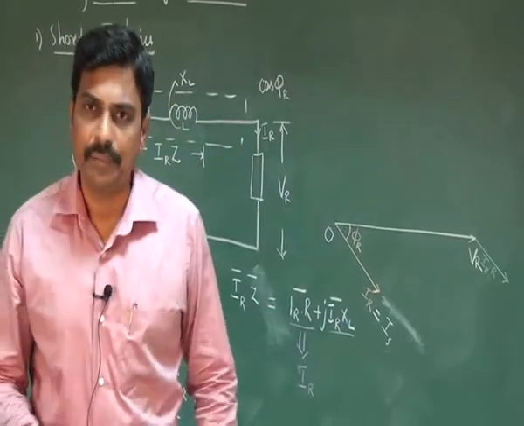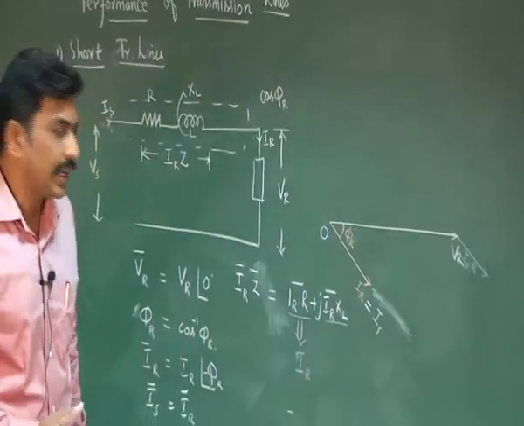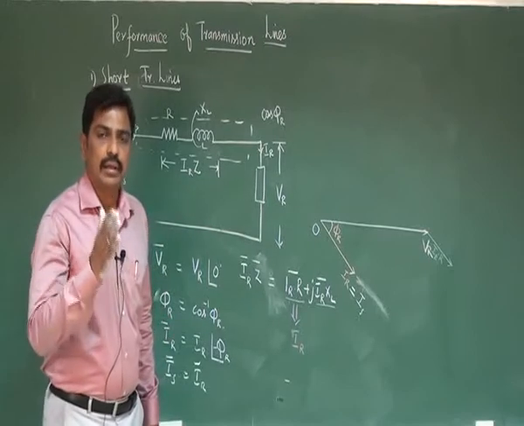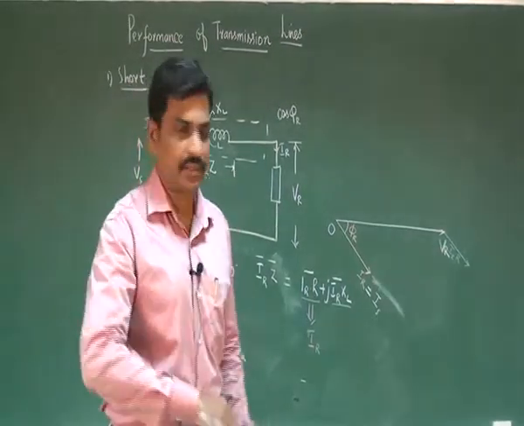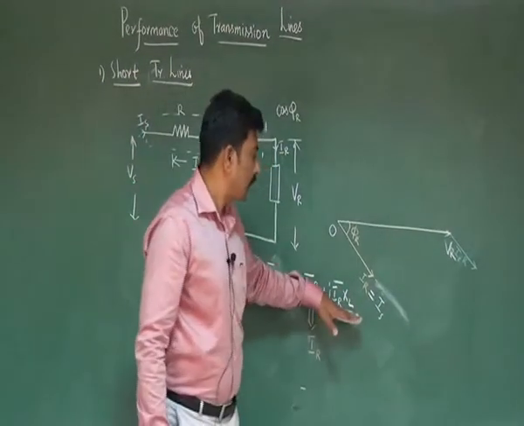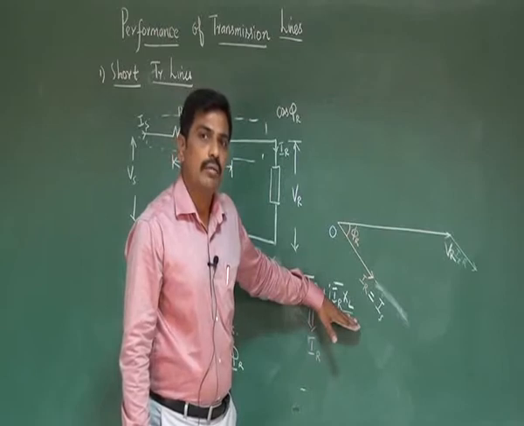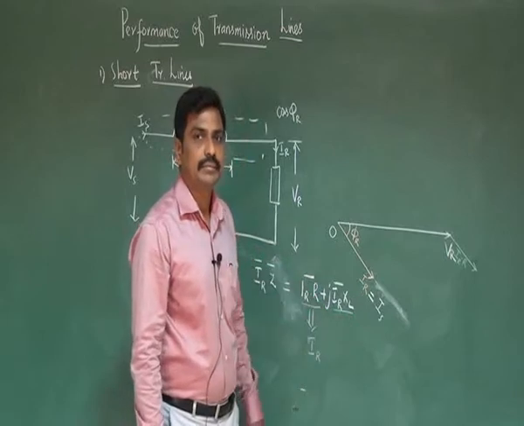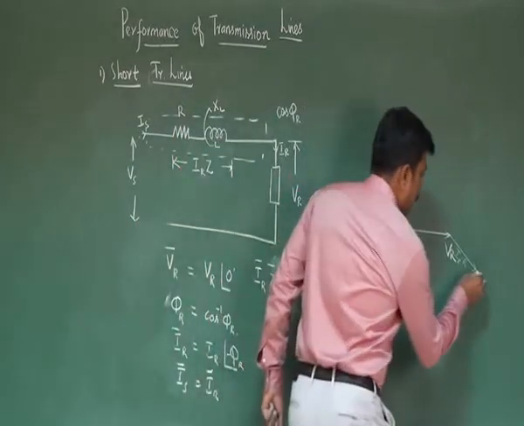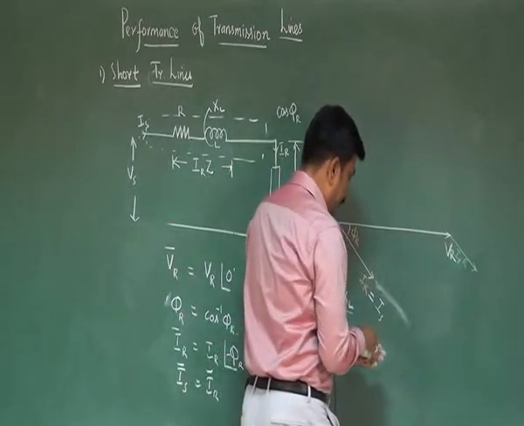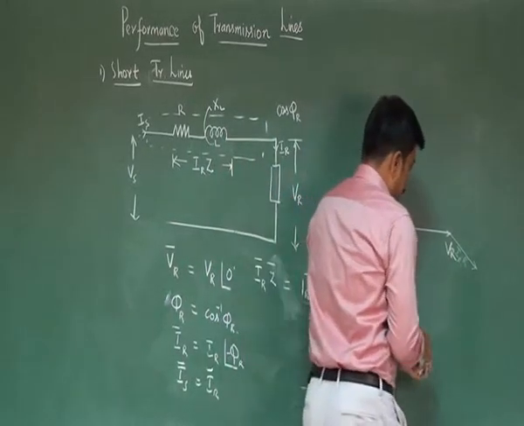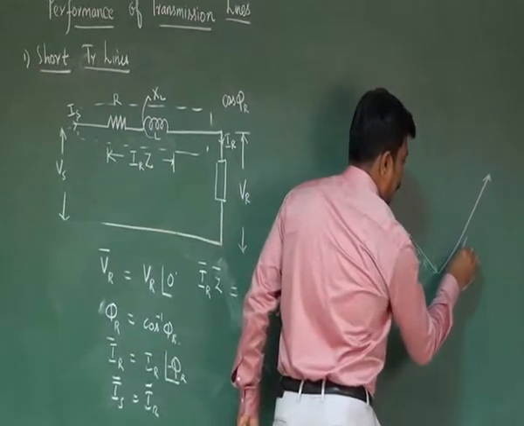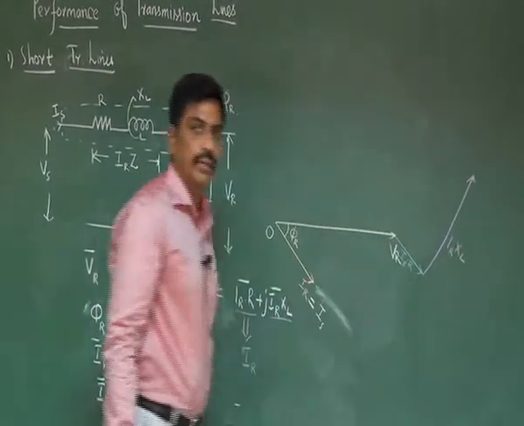After plotting this resistive drop vector, we need to plot the vector for the inductive drop. Inductance always has a property: the current flowing through the inductance always lags the voltage by an angle of 90 degrees, or in other words, the voltage drop across the inductance always leads the current by an angle of 90 degrees. Keeping that in mind, we can plot the inductive voltage drop like this. This vector is for IR XL, the inductive voltage drop vector.